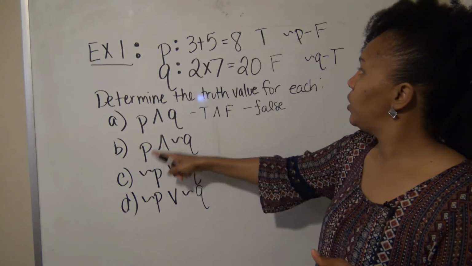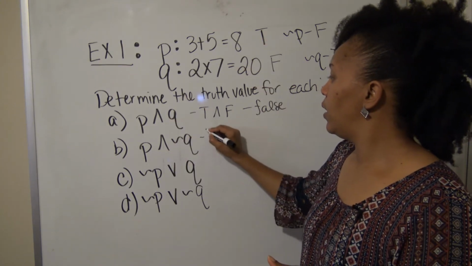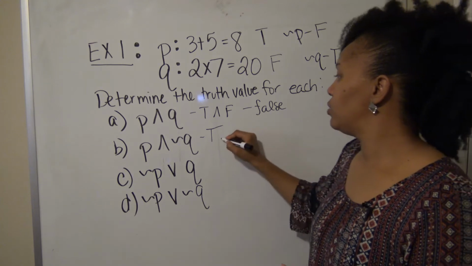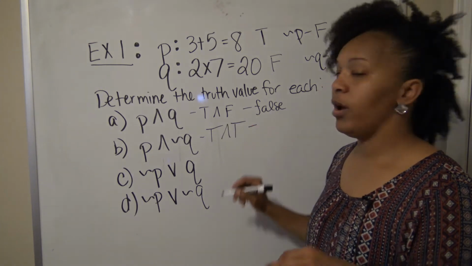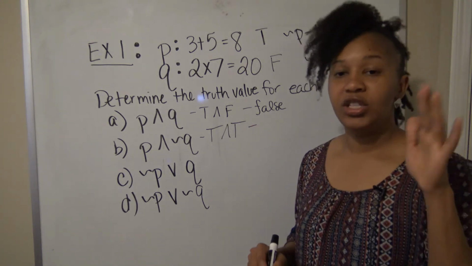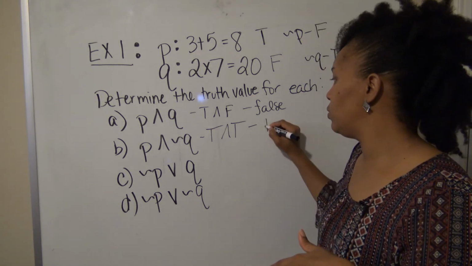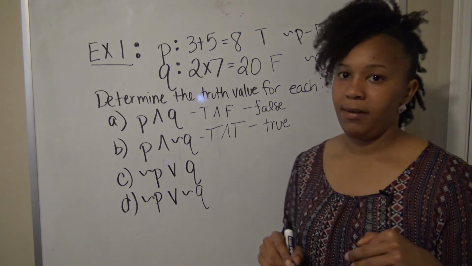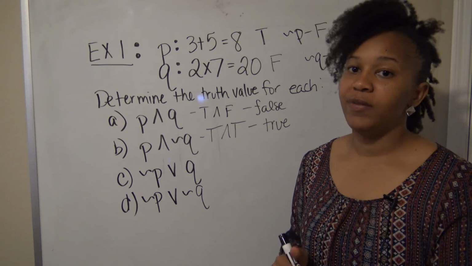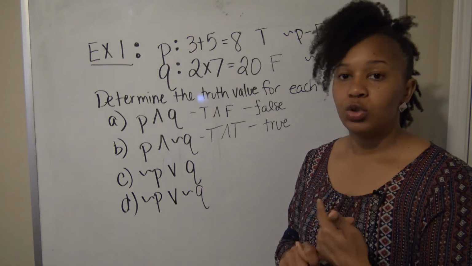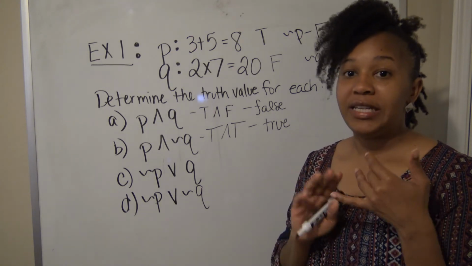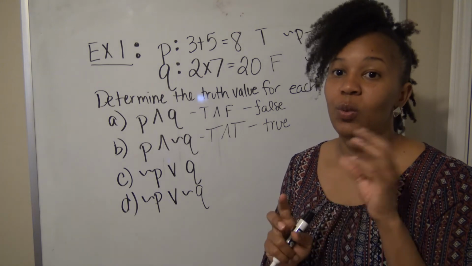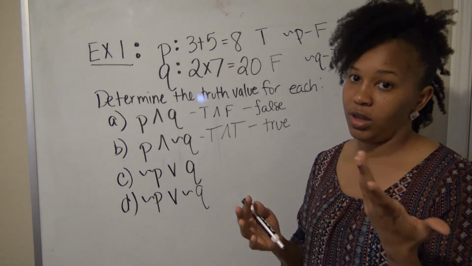Well, in this case, P is true and not Q is also true. So that's true and true. Well, in a conjunction, it is true when both statements are true. So this would be a true statement, all right? So you have to remember the fact that with the conjunction, it's true when both statements are true. And with a disjunction, it's true when either of the statements are true or they're both true.